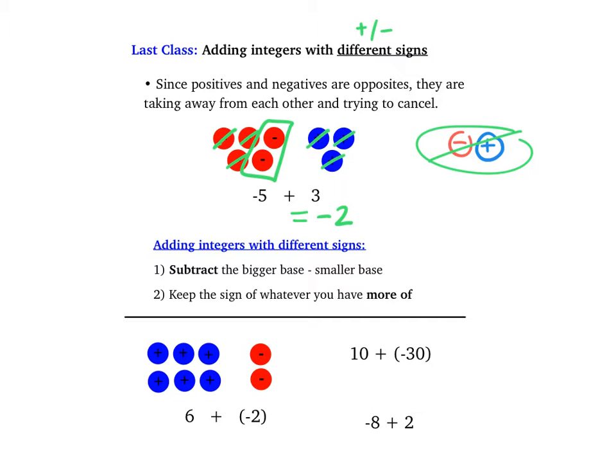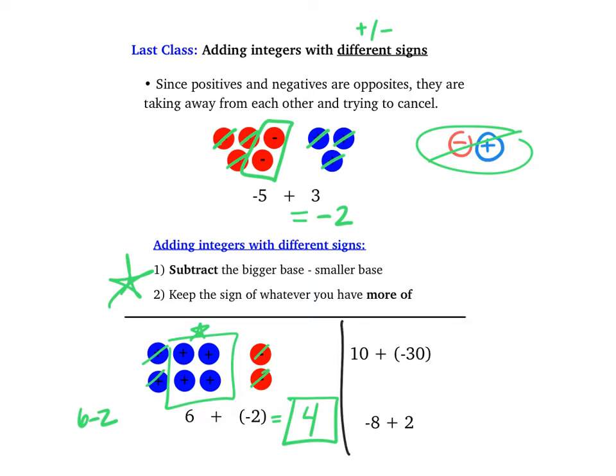So down here at the bottom, we see another example with integer chips. If you like those, you could see that visualization and the cancellation happen. Or using this new process, you could do 6 minus 2, which would give us 4, and then check the sign of your final answer. So here we have more positives, which means my answer would stay positive.